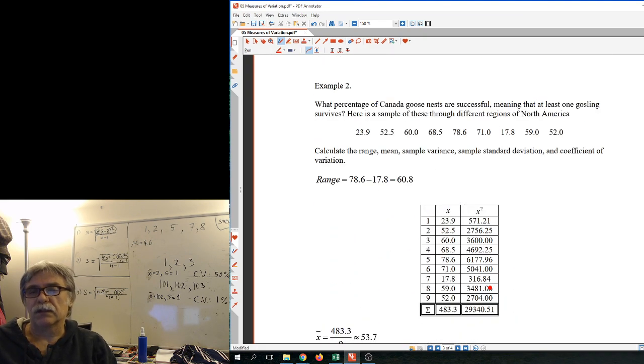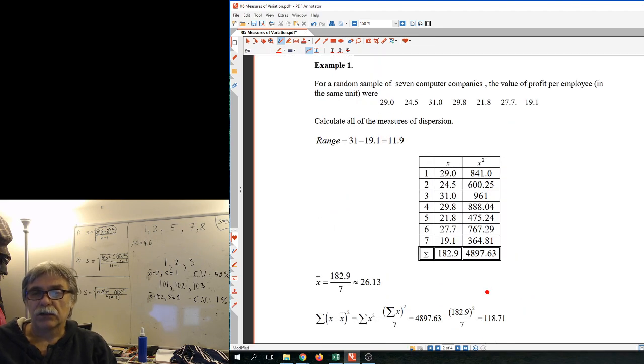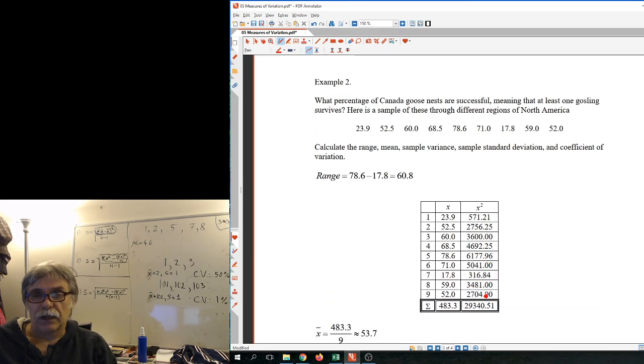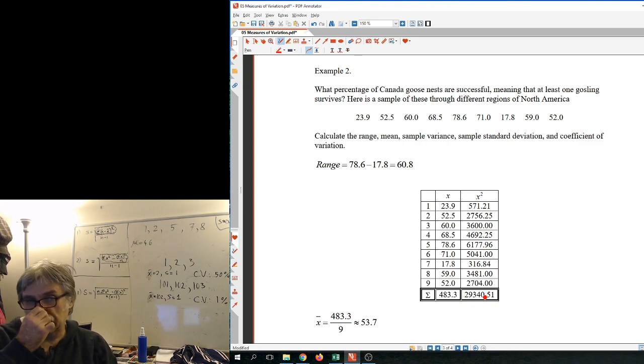That's why I'm showing you this example, because I can see that there's not that much diversity or dispersion in the computer company business, but there's quite a bit of dispersion in the nesting of Canada geese. So no surprise here. Coefficient of variation told me I can compare the two samples. They have nothing in common. The first one is in thousands of dollars. The second one is a percentage of the nesting success. There's nothing in common here. But I can compare the dispersion, because dispersion is about numbers. And the second sample has more than twice the dispersion of the first sample.